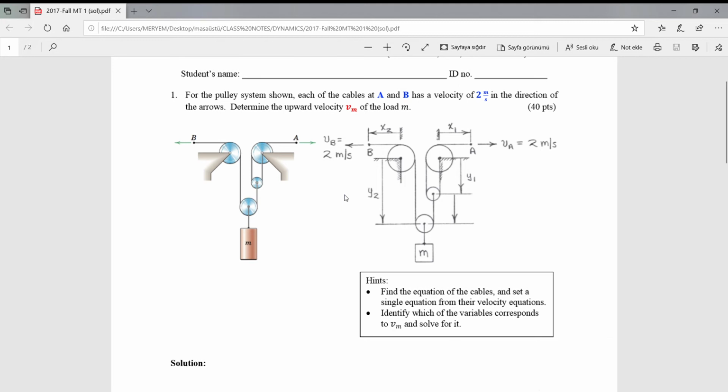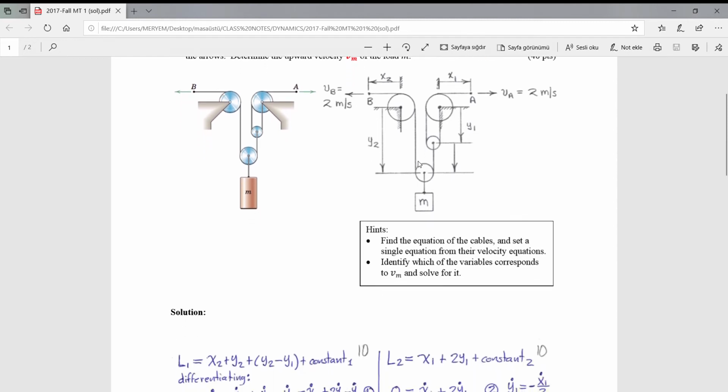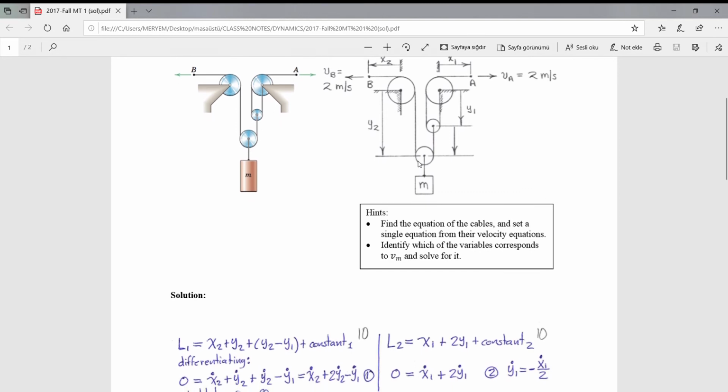The derivative of the values x1 and x2 will be equal to the velocity. So why? Because these x1 and x2 values are the distance taken at points A and B. The derivative of this distance will give their velocities. So let's look at the lengths L1 and L2.